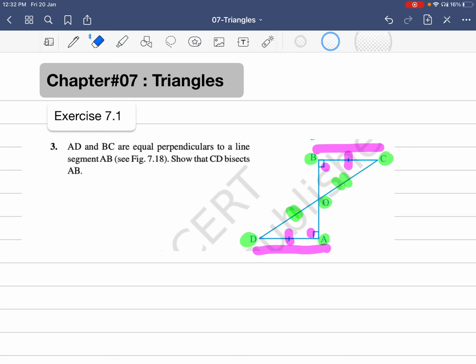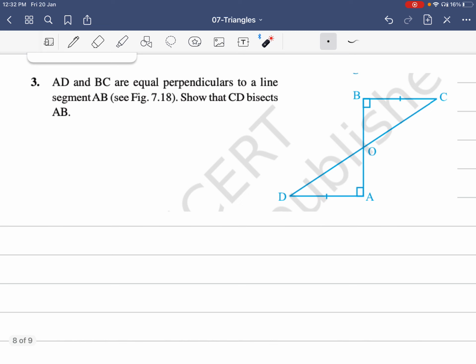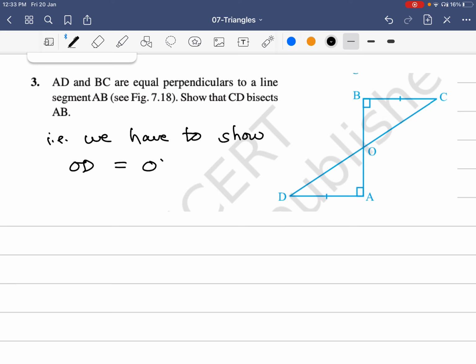Now I'm going to erase this highlighter so that we can proceed. Just to revise, we have to show that CD bisects AB. That is, we have to show OD is equal to OC. That's what we have to prove. If we prove OD is equal to OC, then we can prove that CD is bisected by AB. In order to show that, we have to use the congruence of triangles concept.